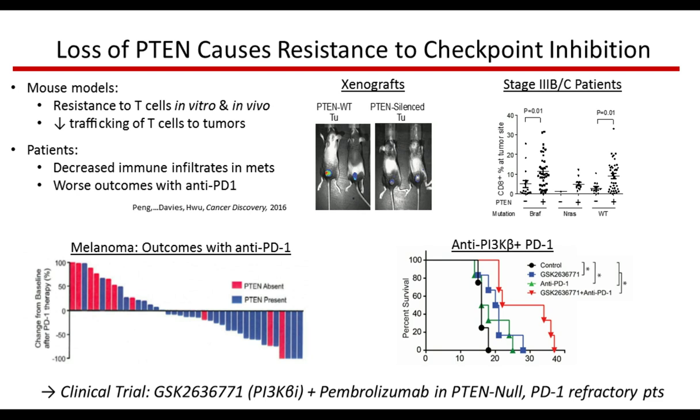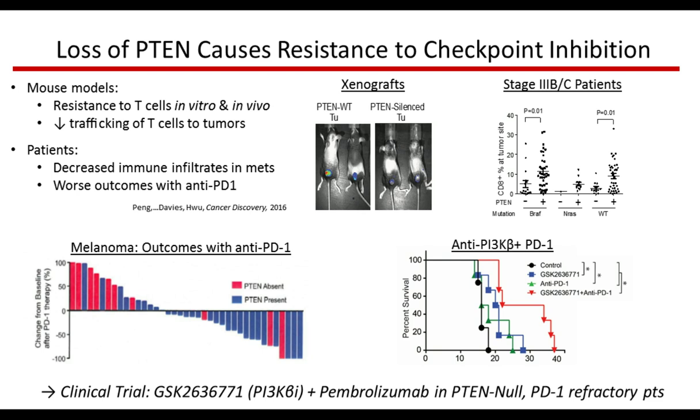Our initial in vitro work showed that co-culturing of tumor cells and immune cells with that loss of PTEN in the tumor cells made them directly resistant to T-cell mediated killing, and further in vivo studies in that same model that they had tested the BRAF inhibitor with showed that when we had loss of PTEN in tumors, we identified decreased infiltration of T cells into the tumors in these preclinical models.